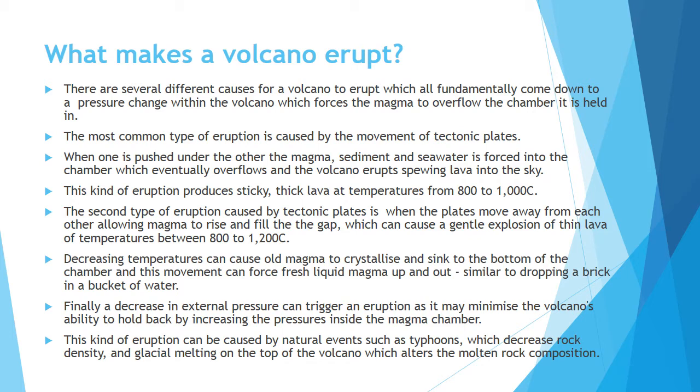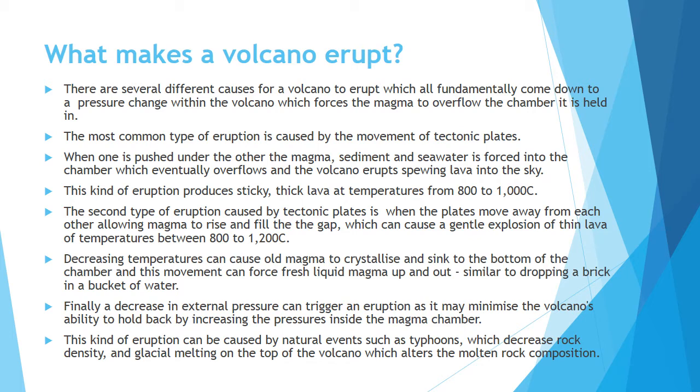What makes a volcano erupt? There are several different causes for a volcano to erupt, which all fundamentally come down to a pressure change within the volcano, which forces the magma to overflow the chamber it is held in. So whenever the magma is forced and overflows, beyond the capacity, then a pressure is created and the eruption takes place.